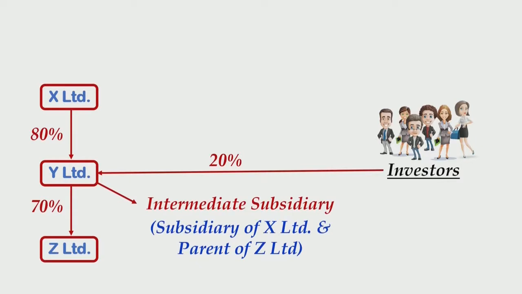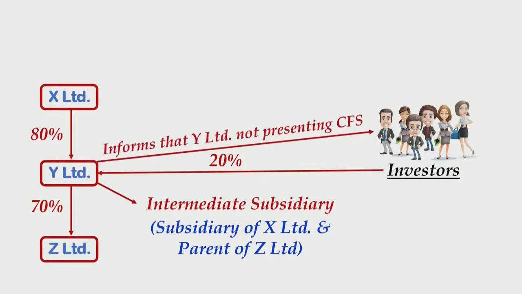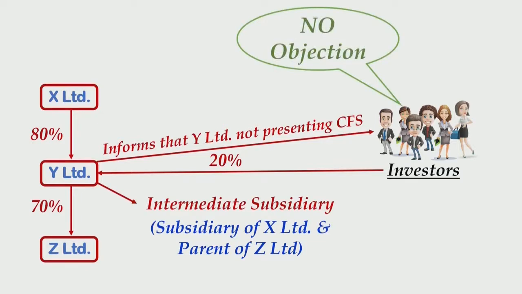What will happen? They have to be informed that Y Limited shall not present consolidated financial statement because the ultimate parent company X Limited is anyway going to present that consolidated financial statement, and investors or those minority shareholders or non-controlling interest should not have any objection in this regard. So friends, this is the conjunction of those 2 conditions that I have explained to you.